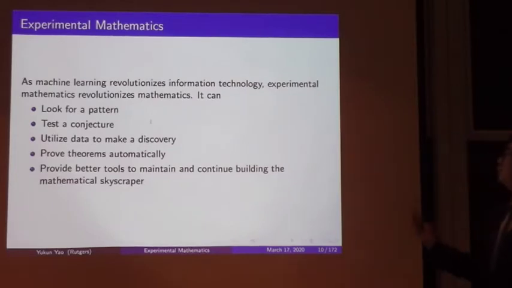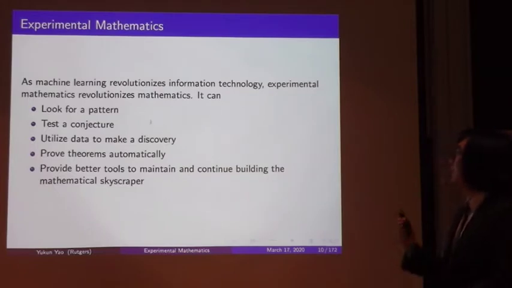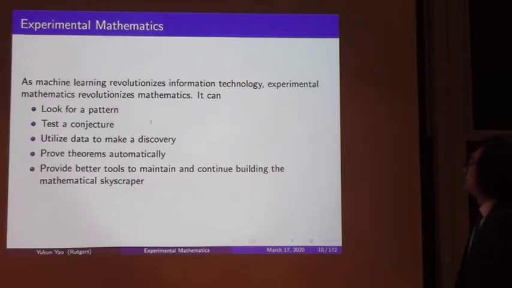So just as machine learning revolutionized information technology, experimental mathematics revolutionized mathematics. It can look for a pattern, test a conjecture, utilize data to make a discovery, prove theorems automatically, and provide better tools to maintain and continue building the mathematical skyscraper.